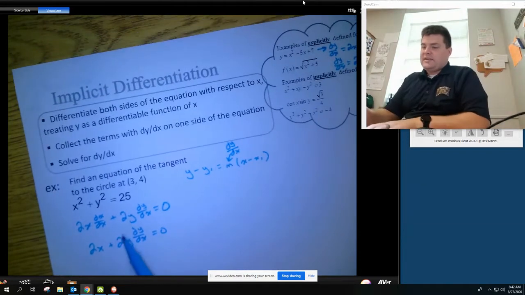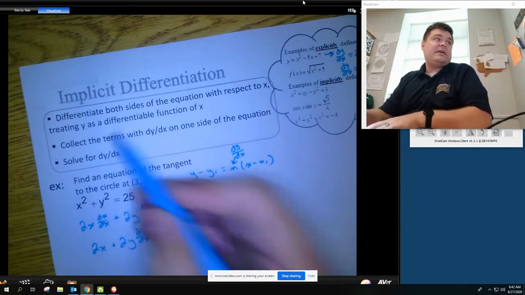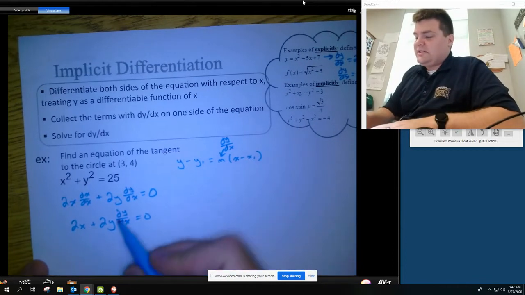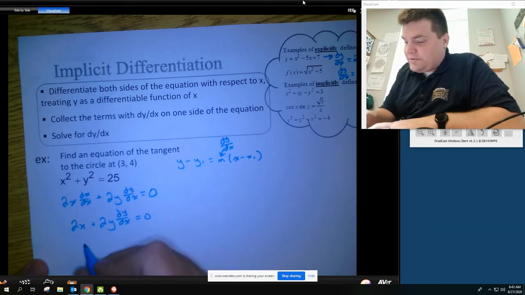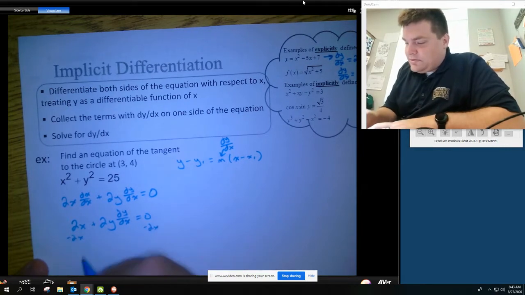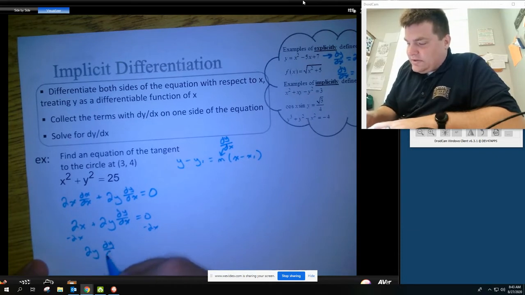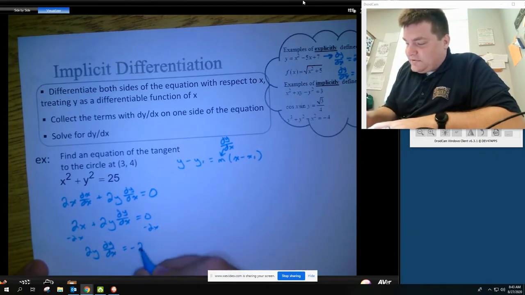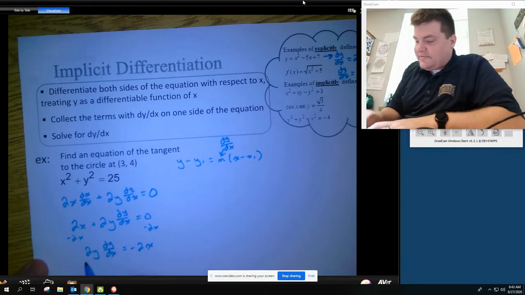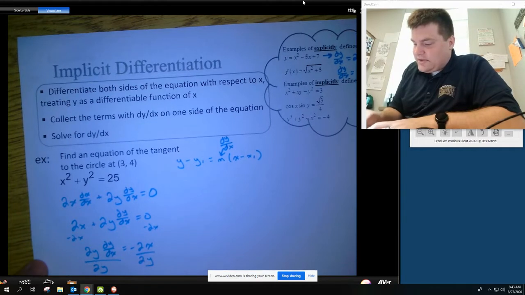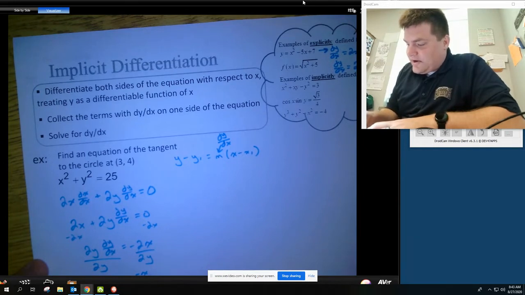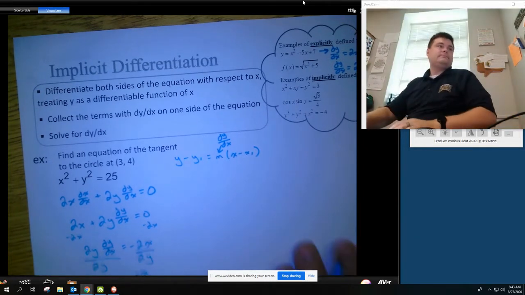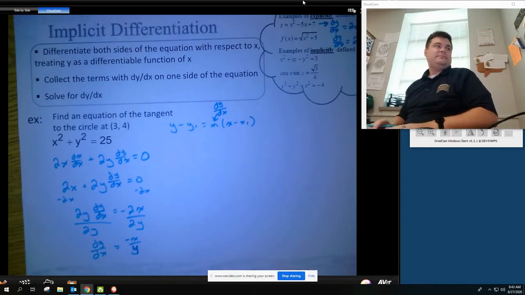Now, that was step 1 right here, differentiate. I'm going to go ahead and collect the terms with dy/dx on one side of the equation. So I need to get dy/dx by itself. So I'm going to move that 2x over by subtracting it. So I'm going to get 2y dy/dx equals negative 2x. And then I'm going to divide both sides now by 2y. dy/dx is going to equal, the 2 is going to cancel out, negative x over y. Show you the entire thing right there.